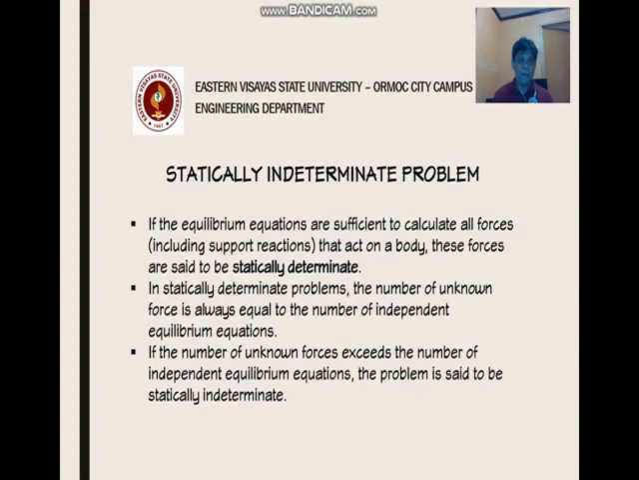Now, if the available equilibrium equations are sufficient to calculate all forces, including support reactions that act on a body, these forces are said to be statically determinate. Okay? In other words, the number of unknown forces is always equal to the number of independent equilibrium equations.